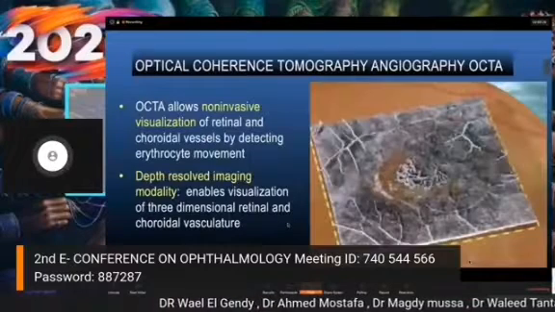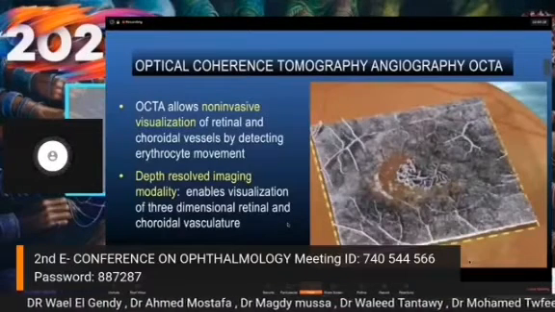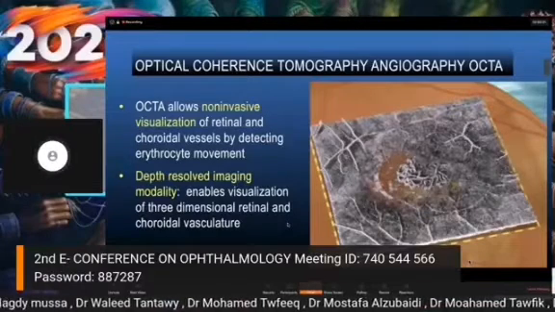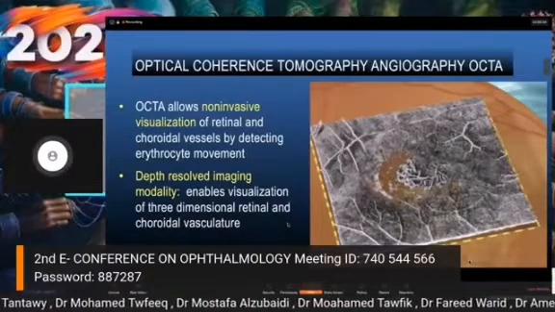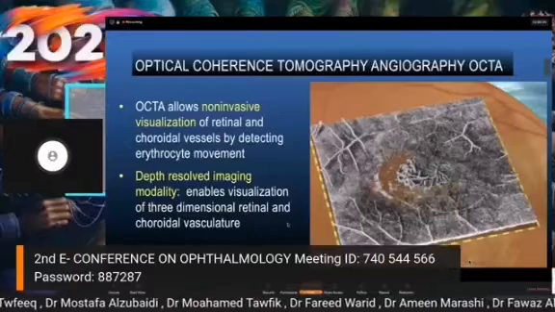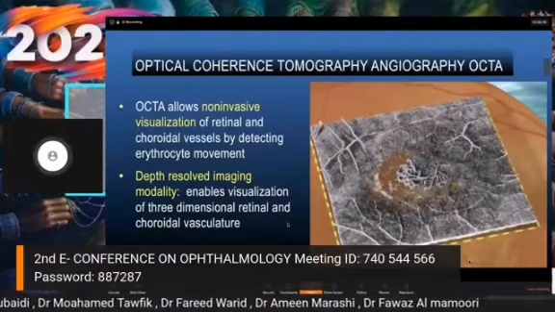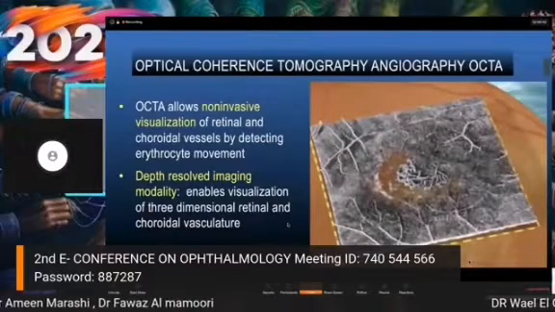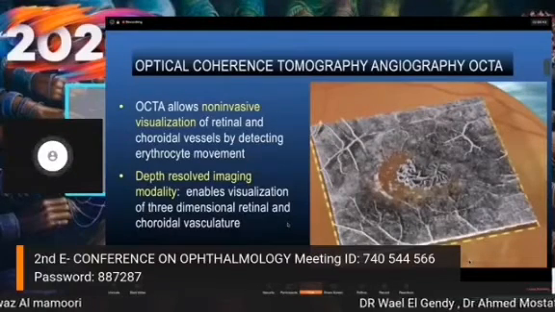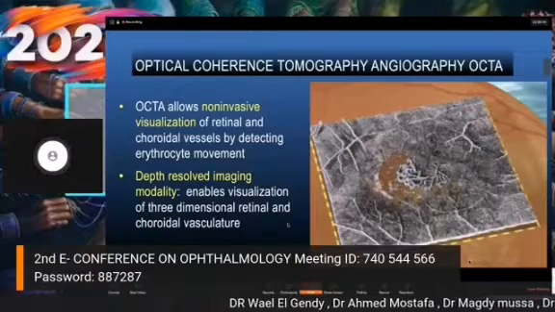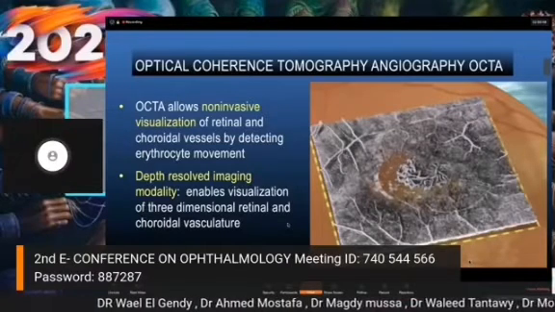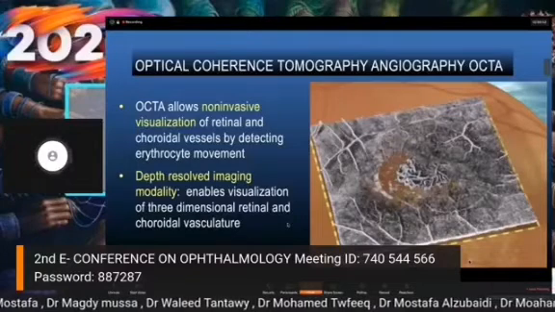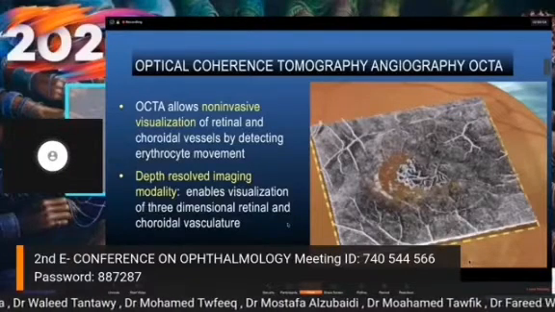Let's go for a quick introduction to optical coherence tomography angiography. We all know that it's a new technology, depending on measuring the movement of the erythrocytes inside the blood vessels of the eye. So it's multiple line scans on the same point, detecting any movement inside the eye. We all know that the only thing moving is the RBCs inside the blood vessels. So it allows non-invasive visualization of the retinal and choroidal vessels by detecting the erythrocyte movement.